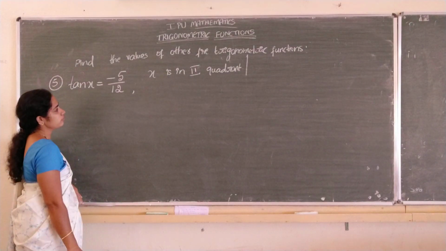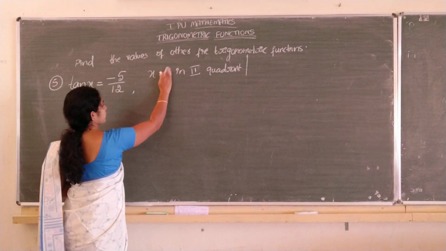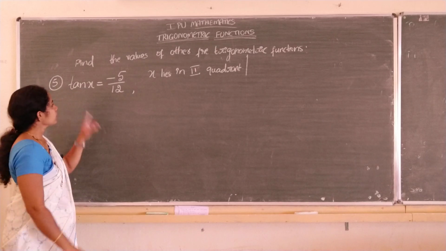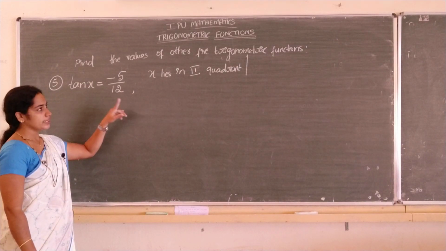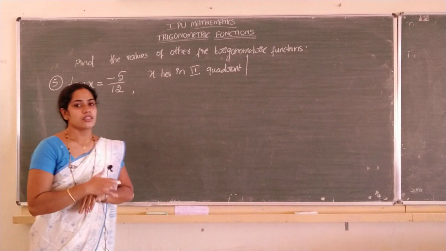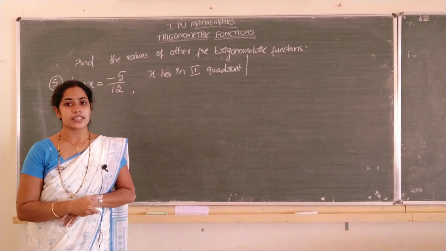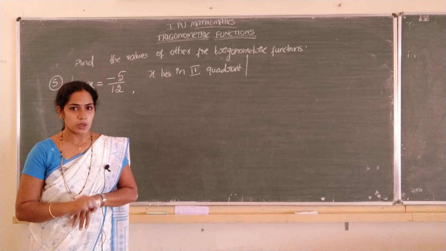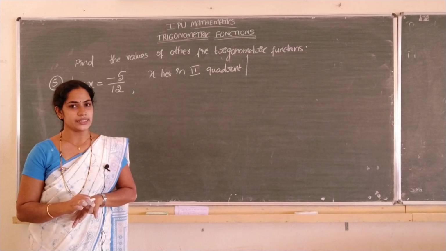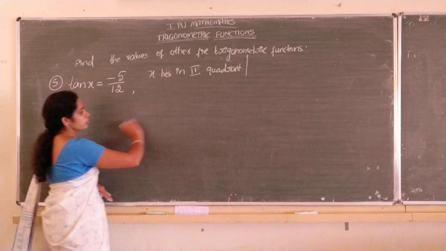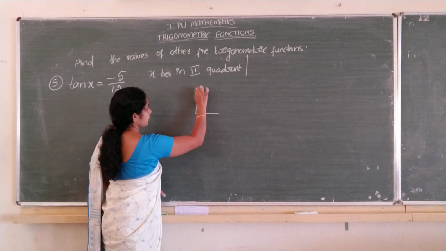Okay. Here, we can write x lies in the second quadrant. Tan x is given in the second quadrant. What about the sign of the sine function? In the second quadrant, sine is positive, cos is negative. Okay. Here, first let us draw a triangle.